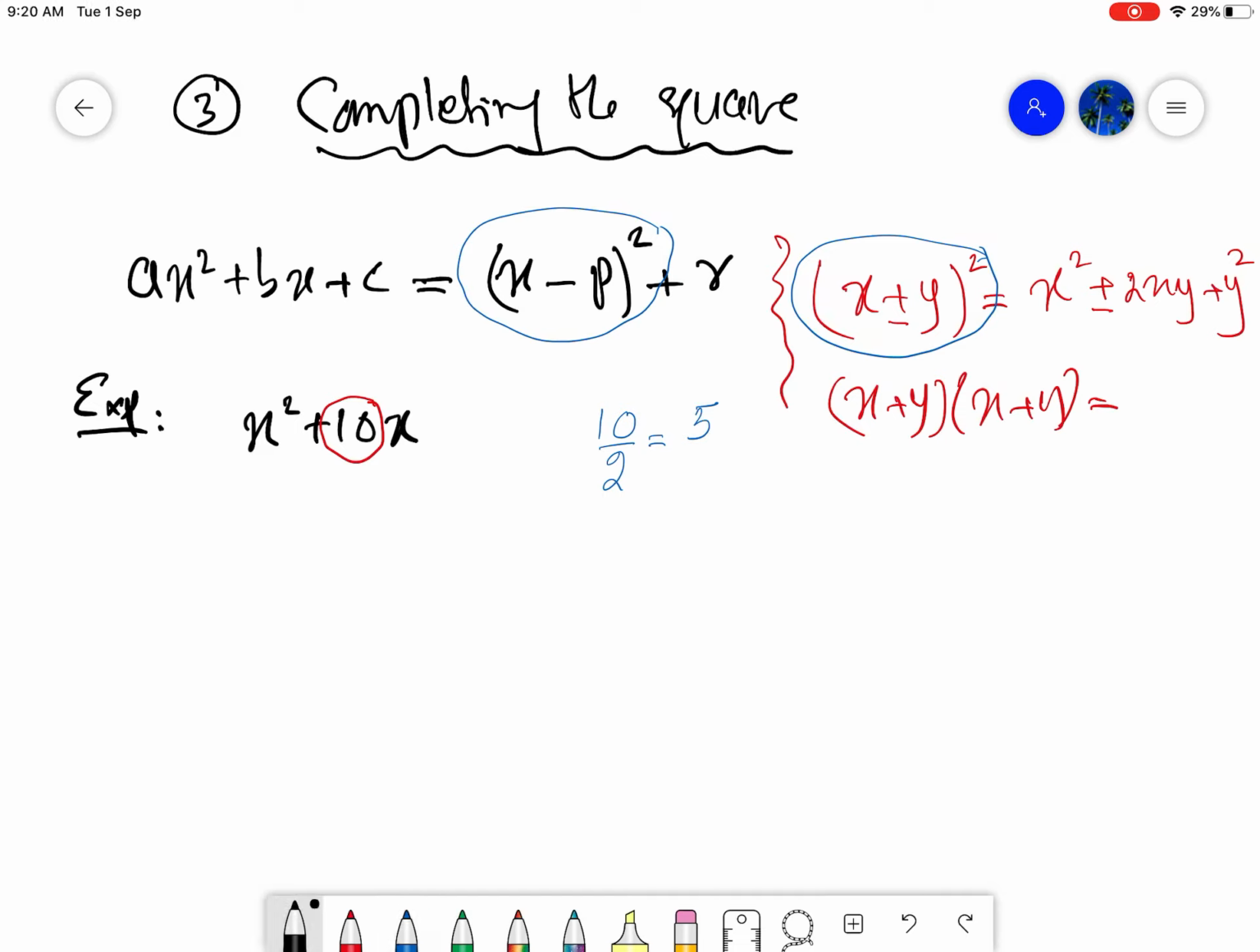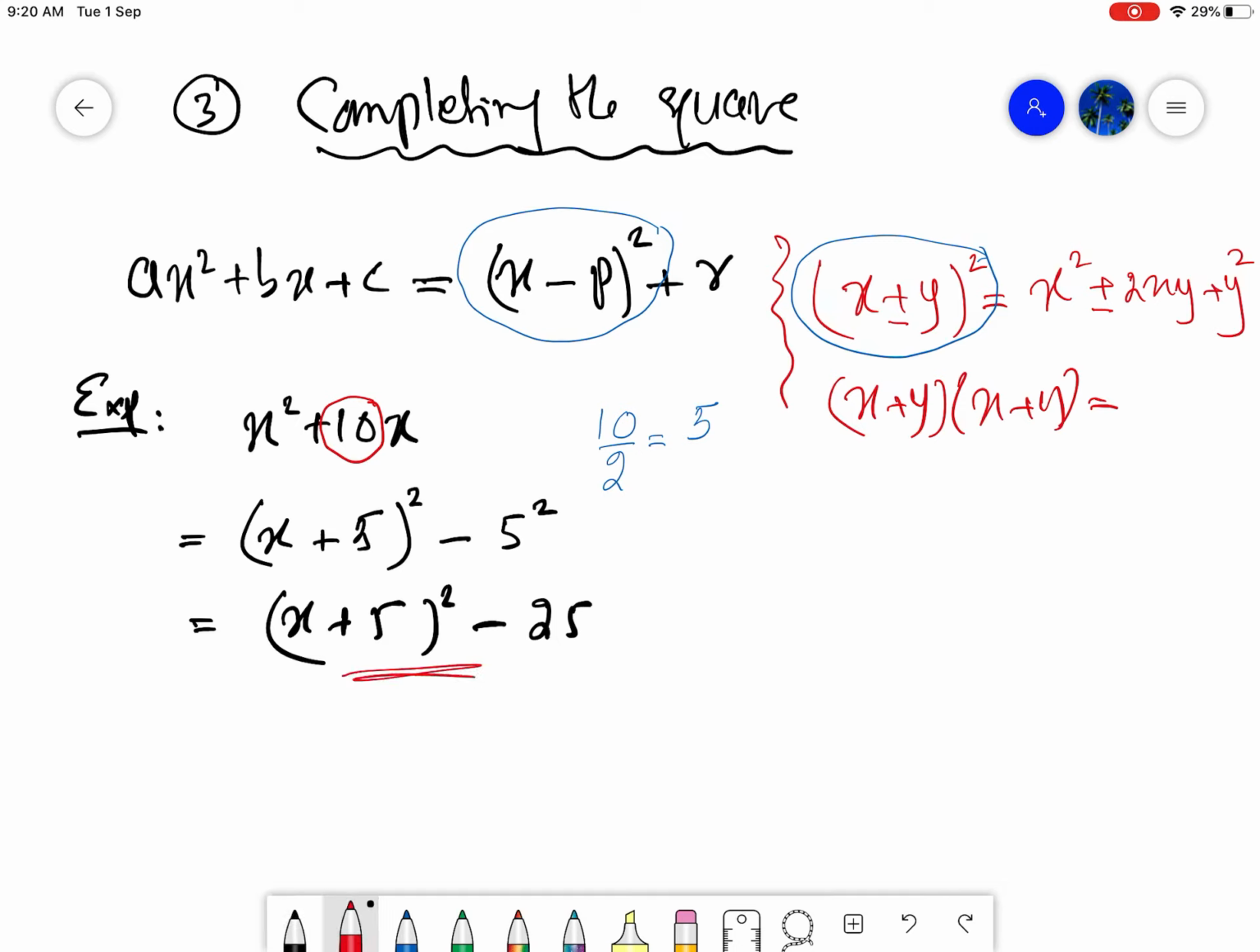So what we are going to do is write x plus this number 5 and square it, x plus 5 whole square, and then subtract the square of this number from the function. So you'll basically get x plus 5 whole square minus 25. This is our required answer.